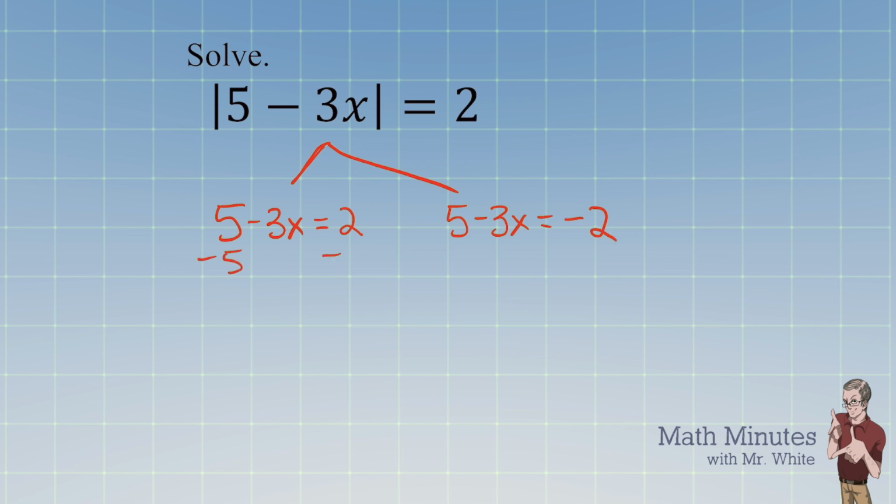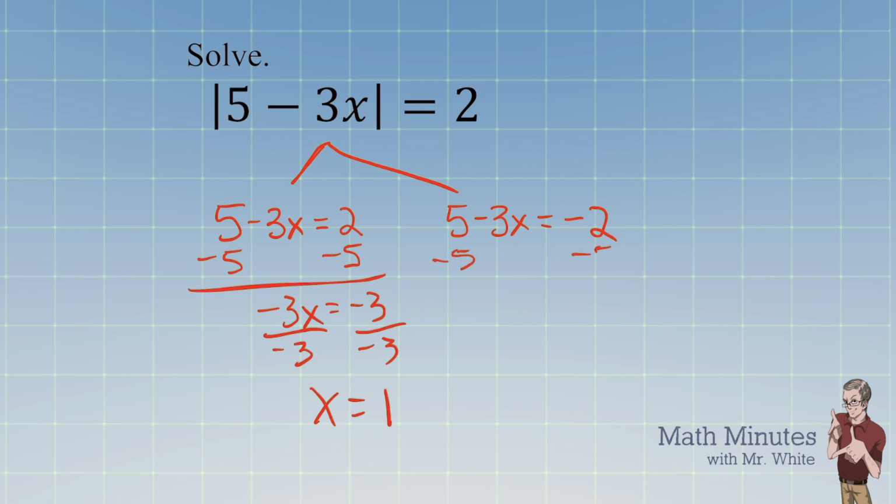So I'm going to minus 5 on both sides. Negative 3x equals negative 3. Divide by negative 3. And you get one of your answers is positive 1. Over here, I'm going to minus 5. I'm doing this quickly because I know that you know how to solve linear equations, right? We then divide by negative 3, and we get x equals positive 7/3.